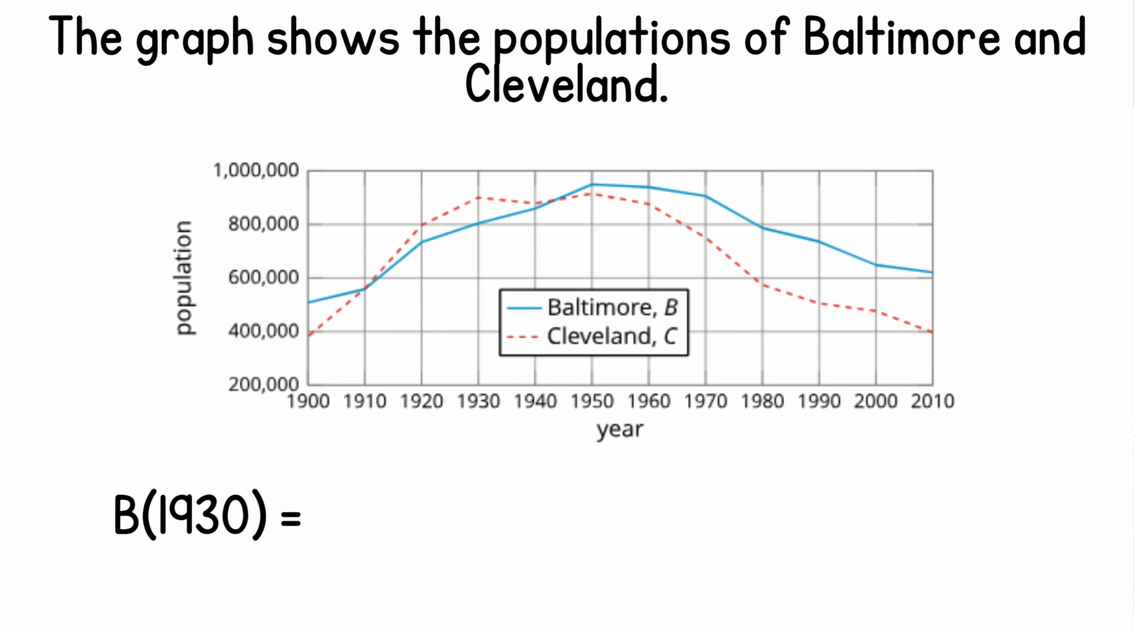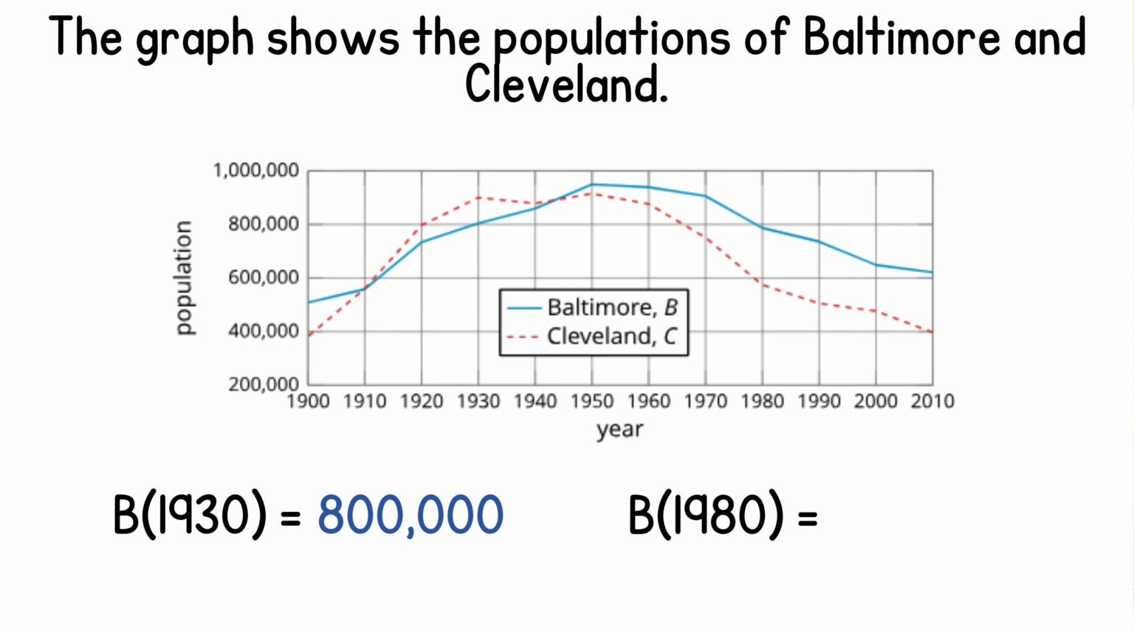Our first expression says B of 1930. So we want to find the population of Baltimore in 1930. So we'll go to 1930 and go up until we hit our solid blue line. So we can see the population is around 800,000.